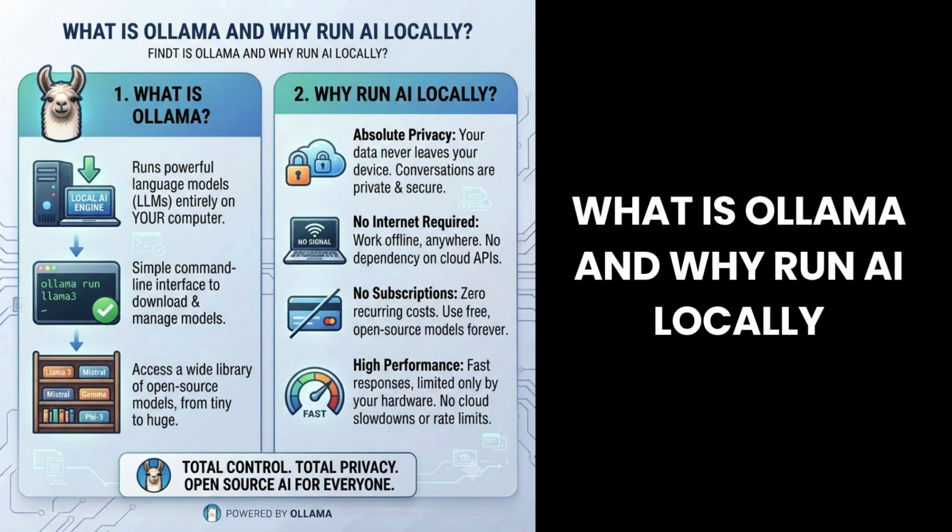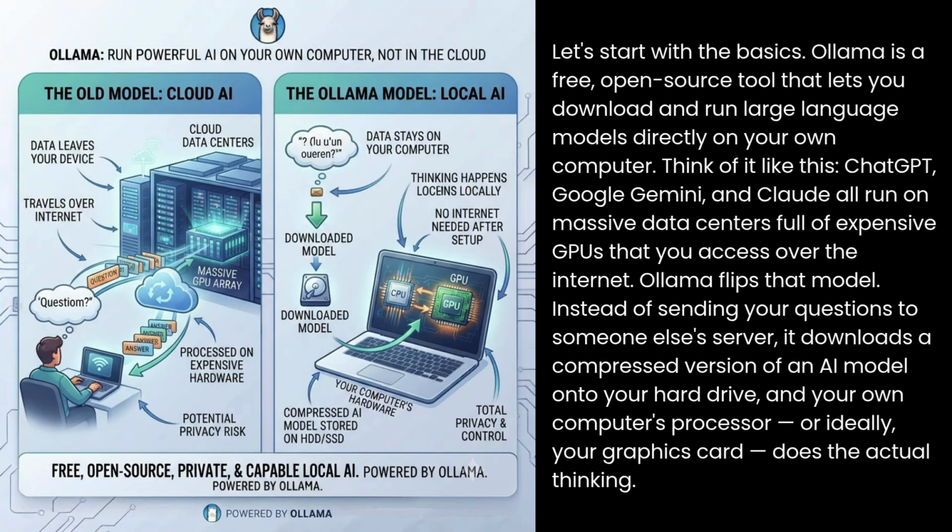What is Ollama and why run AI locally? Let's start with the basics. Ollama is a free open-source tool that lets you download and run large language models directly on your own computer. Think of it like this. ChatGPT, Google Gemini, and Claude all run on massive data centers full of expensive GPUs that you access over the internet. Ollama flips that model. Instead of sending your questions to someone else's server, it downloads a compressed version of an AI model onto your hard drive, and your own computer's processor, or ideally, your graphics card, does the actual thinking.